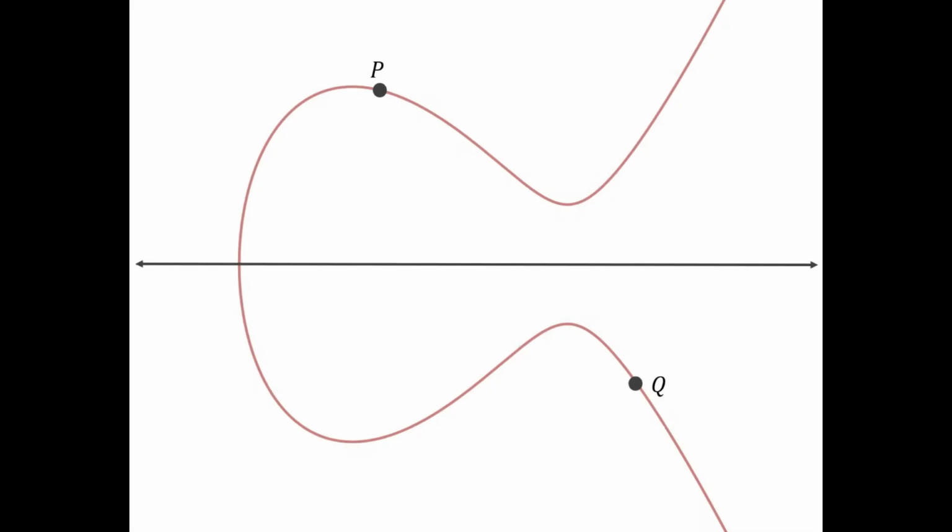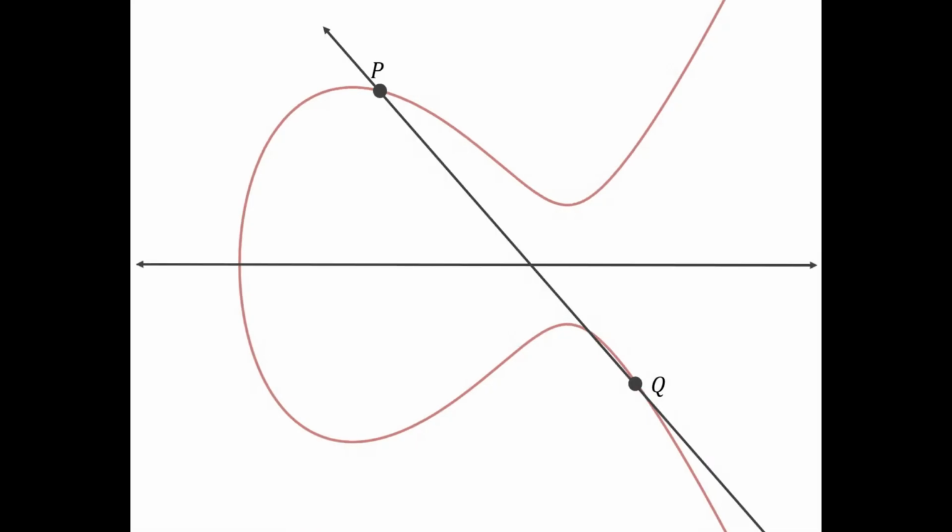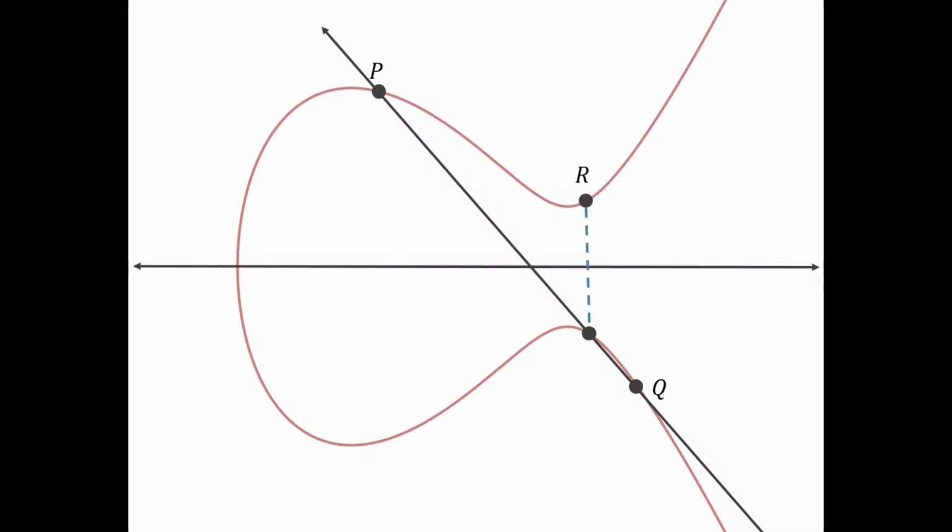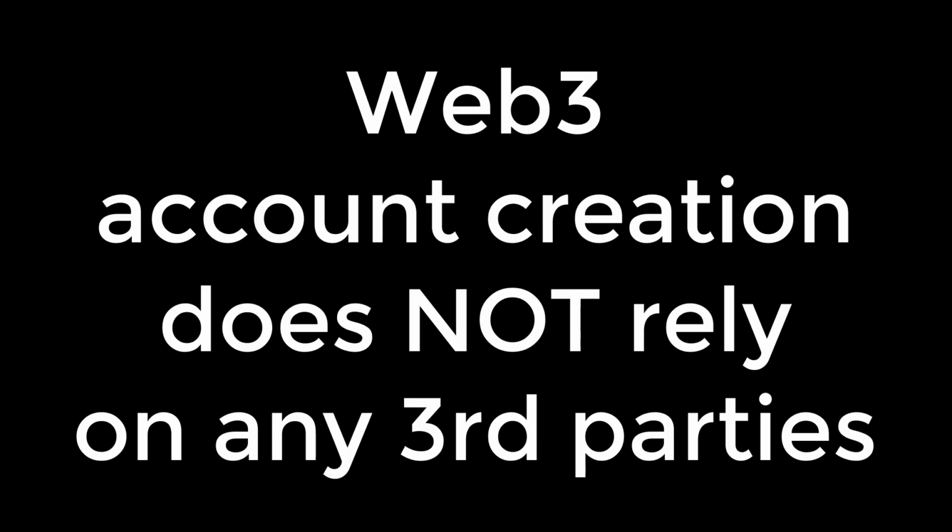Because Web3 account creation relies solely on the math underpinning these cryptographic algorithms and not on any internet-connected systems, account creation can actually be done offline and does not rely on any third parties. This is fantastic for protecting private keys, as private keys never need to be connected to the internet for users to use a blockchain.